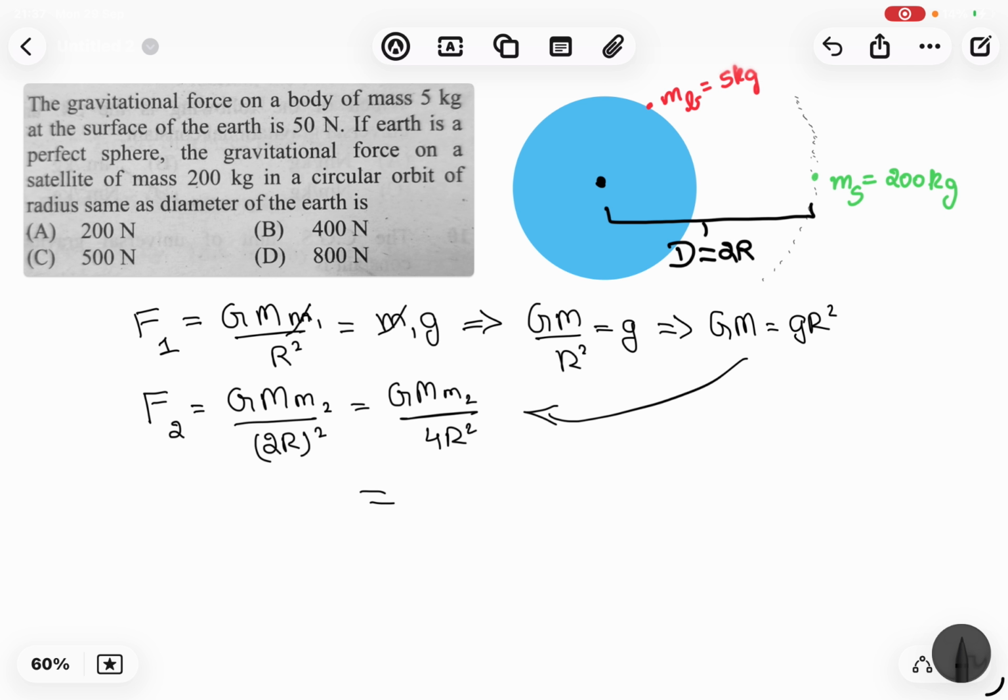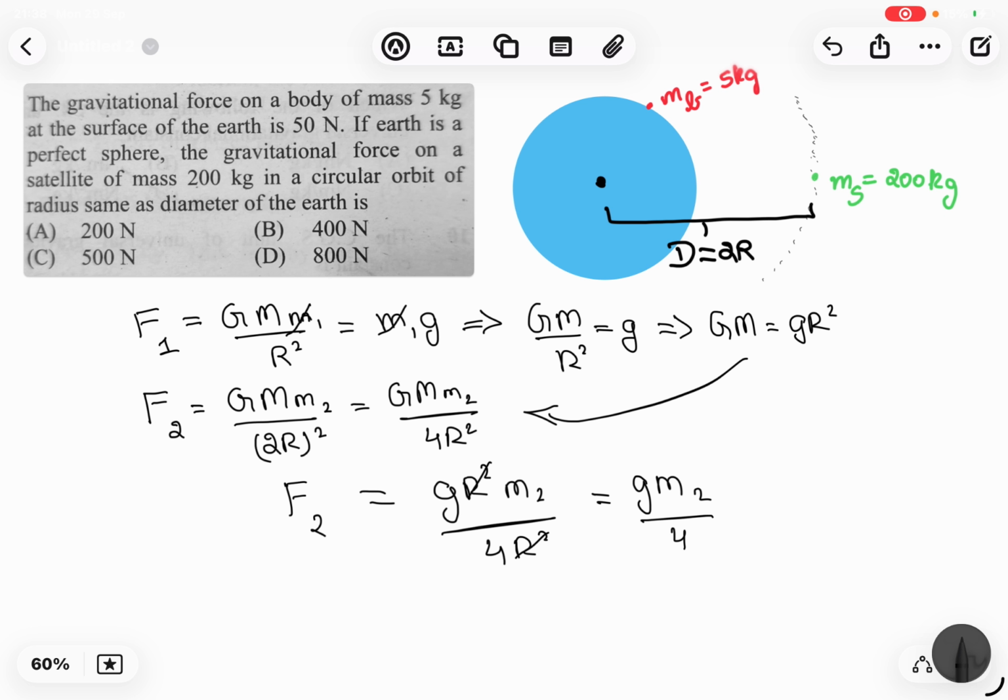So what do we get? We substitute G M as g R squared into m2 divided by 4R squared, and we cancel out both the R squared values. We get g m2 divided by 4 as the F2 equation, where F2 is the force of attraction between the satellite and the Earth.